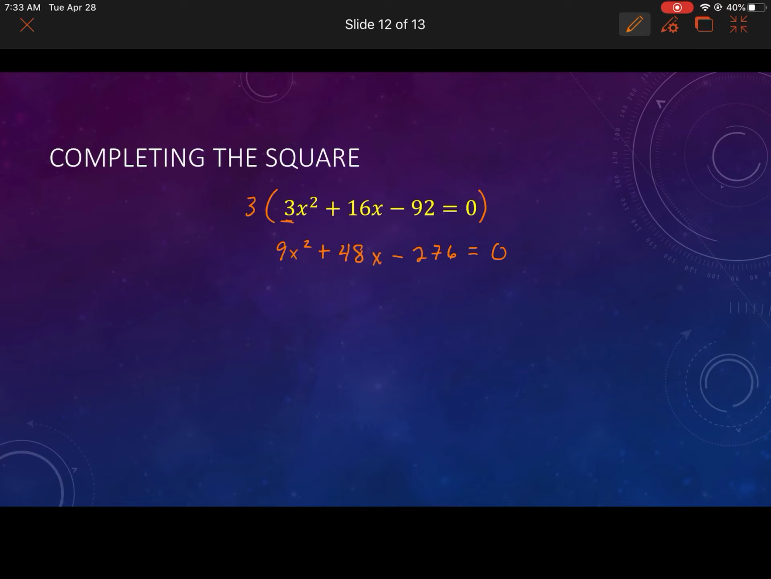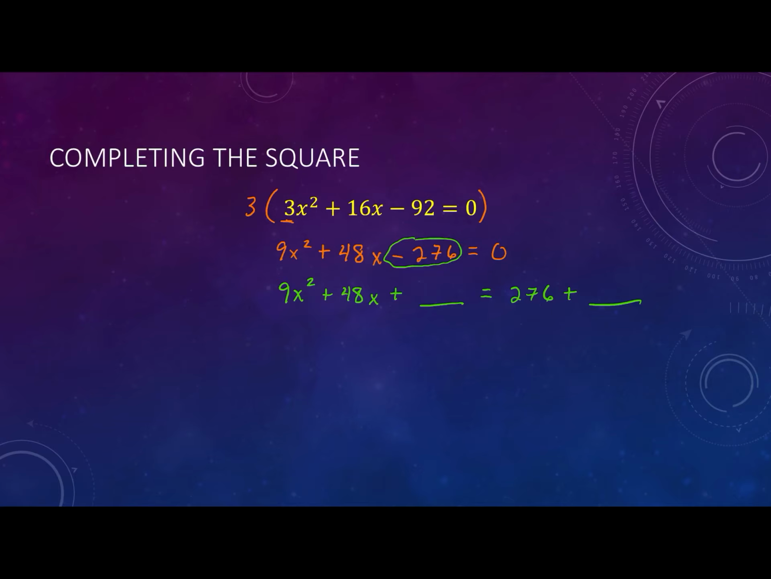All right, so from here, the process is almost the same as what we've been doing. We're going to add the negative 276 to the other side. So 9x squared plus 48x plus some mystery number that we're going to determine equals 276 plus whatever that same number is, okay? So the other change here, and please make a note of this, highlight it, circle it, whatever is going to make it stand out.